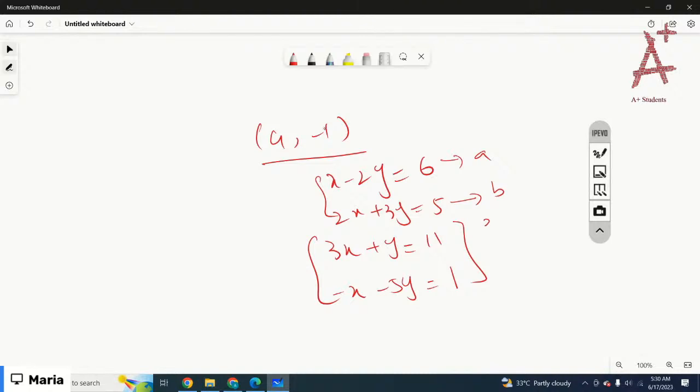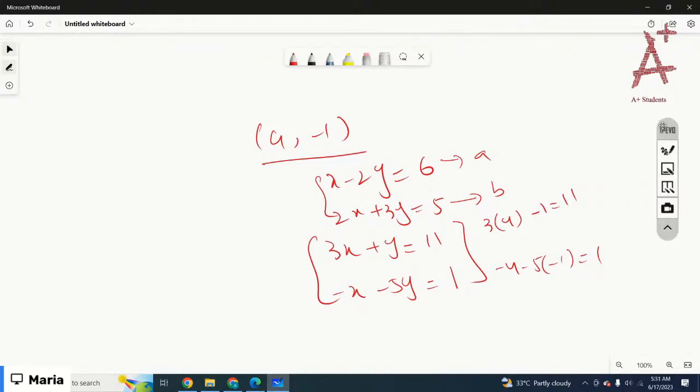Replace in the first equation: 3 times 4 plus negative 1 equals 11, and the second one: negative 4 minus 5 times negative 1 equals 1. Let's solve. 3 times 4 is 12, and 12 minus 1 is 11. Yes, both sides are exactly equal. For the second one, negative 4 plus 5 is 1. Yes, that means the new equations are equivalent to the original ones, because they have the same solution. So they are equivalent equations.